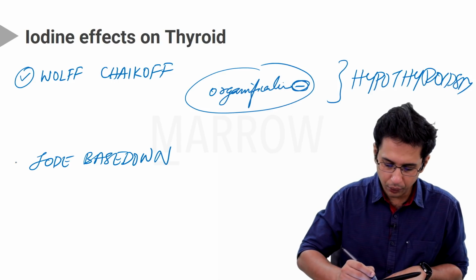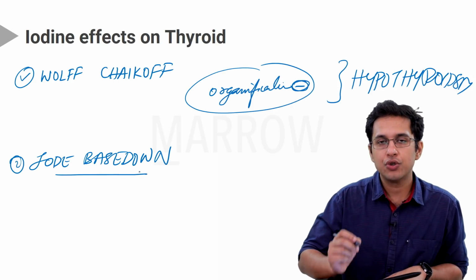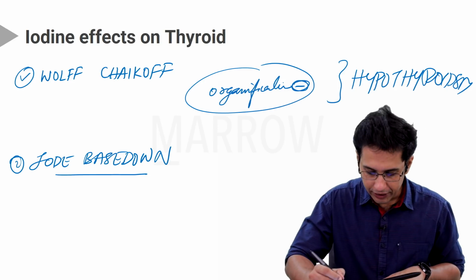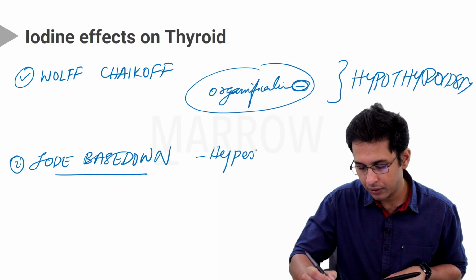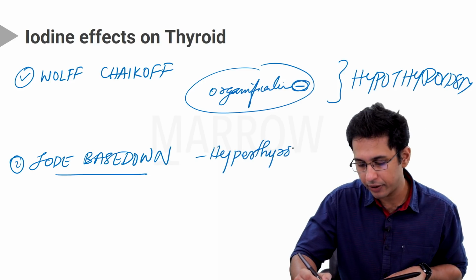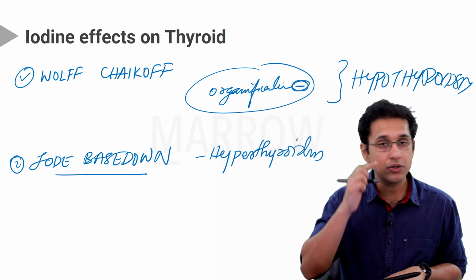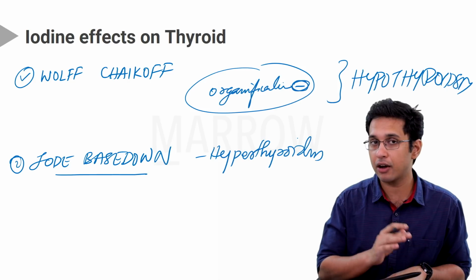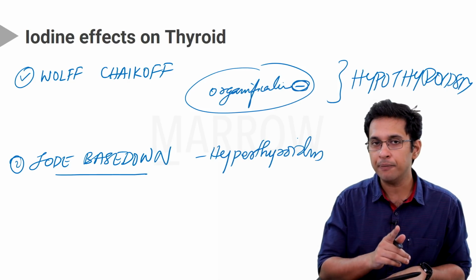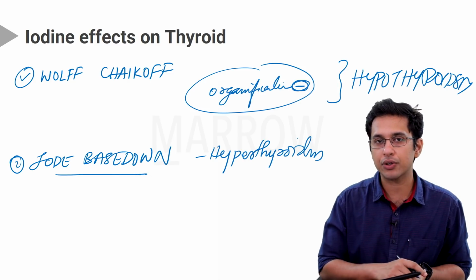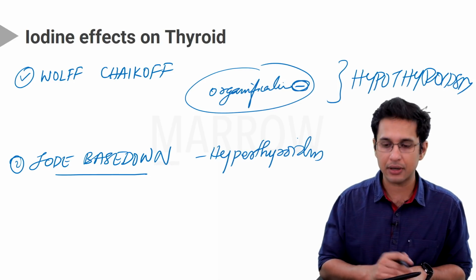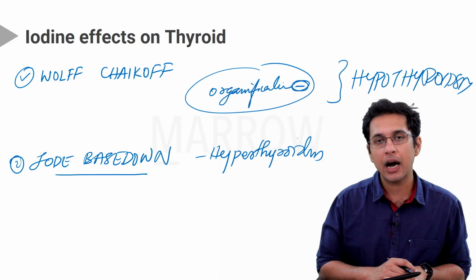Wolff-Chaikoff. What is Jod-Basedow? Jod-Basedow is iodine causing hyperthyroidism. Now this Jod-Basedow will come back by the end of this session, after 1.5 hours or so, in amiodarone induced thyrotoxicosis. It's actually very interesting. How can you say iodine causes hypothyroidism? Now let us see how iodine will cause hyperthyroidism.